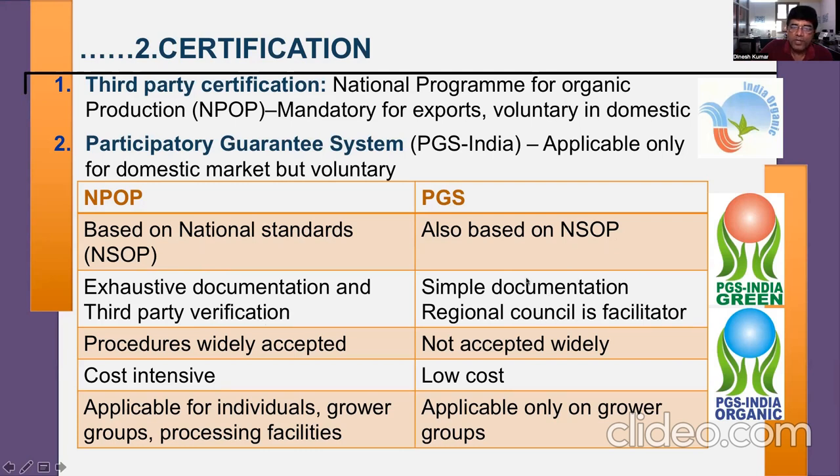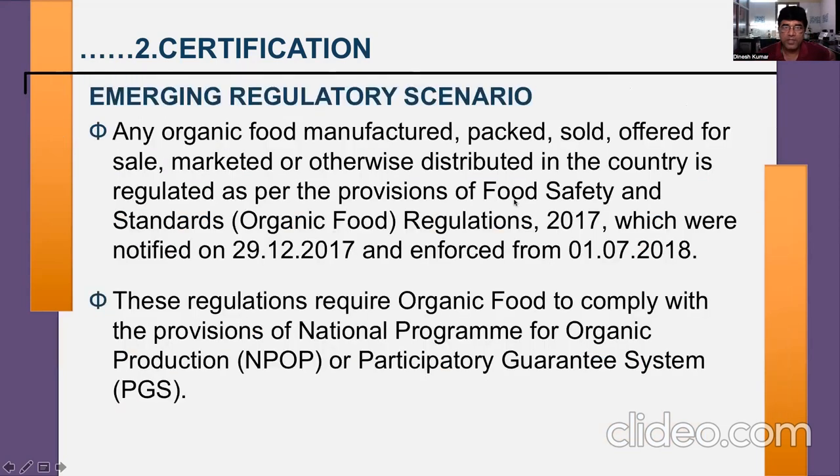I will not go into the detail of PGS because that is not part of this course. Procedures are widely accepted in NPOP, not widely accepted in the case of PGS. So more reliable is NPOP. NPOP is cost intensive, PGS is low cost. So it is free of cost actually. NPOP is applicable for individuals, growers, group, processing facilities. PGS is applicable only to grower groups. So PGS is when farmers go for group certification. This is also a kind of group certification.